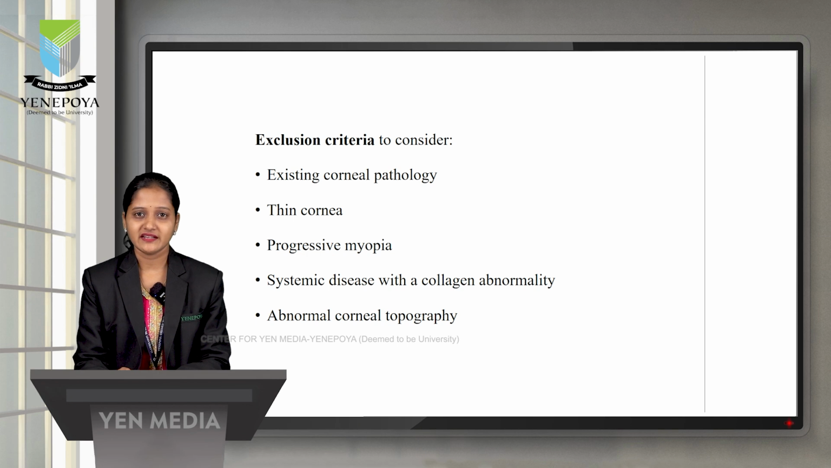The exclusion criteria while considering for refractive surgery include existing corneal pathology, thin cornea of the patient which might be due to keratoconus, keratoglobus and many other degenerative conditions, progressive myopia, systemic disease with a collagen abnormality and abnormal corneal topography.